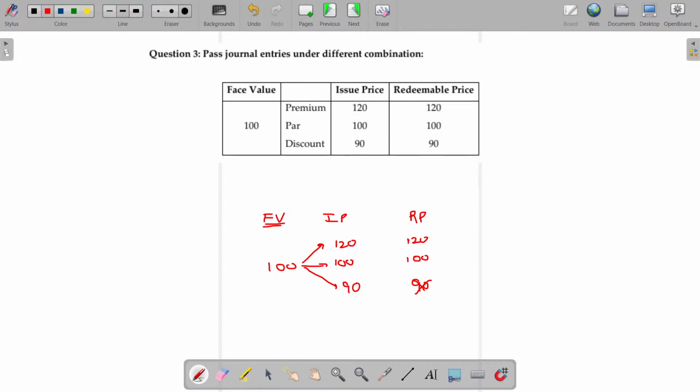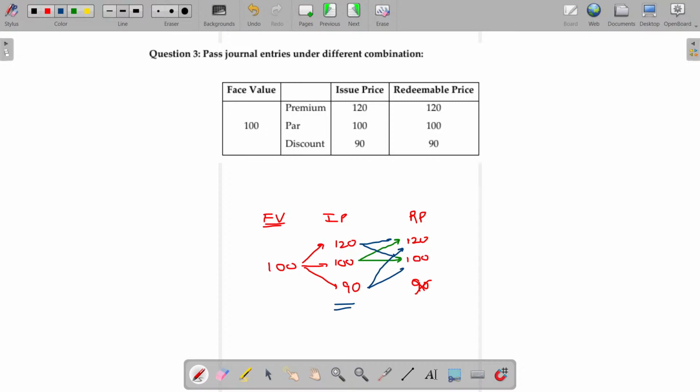So what are the scenarios we have? Issue at par and redeem at par. Issue at par and redeem at premium. Two combinations. And issue at premium, redeem at premium. Issue at premium, redeem at par. Issue at discount, redeem at par, and issue at discount, redeem at premium. These are the scenarios. Now see, you can pass the entry for this easily.